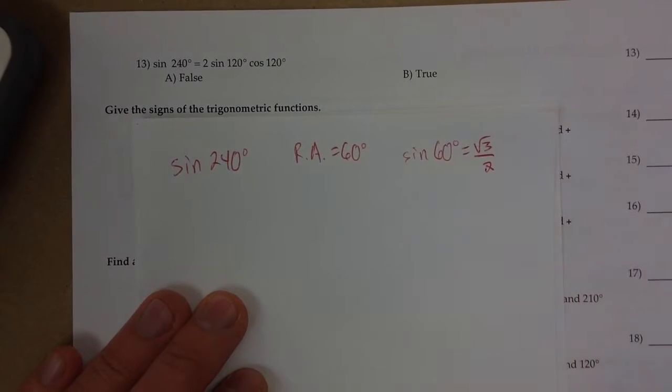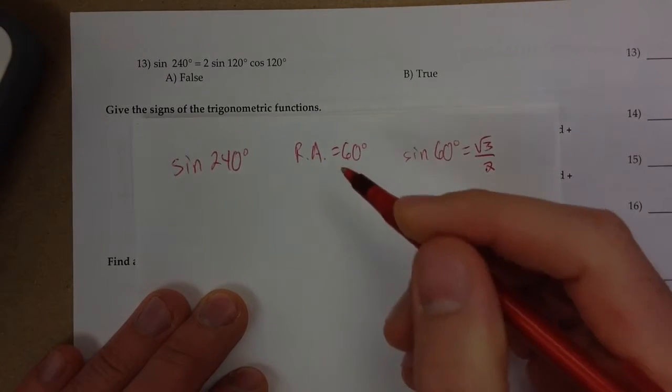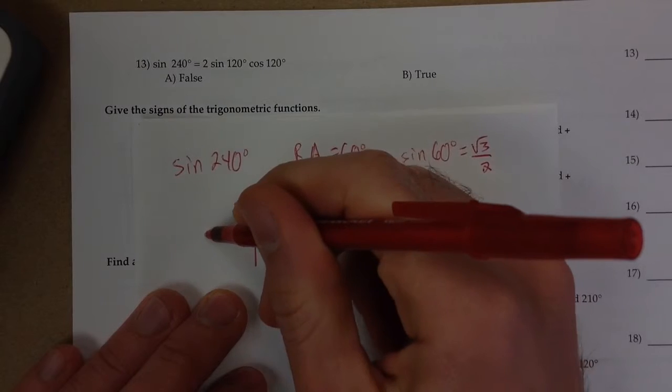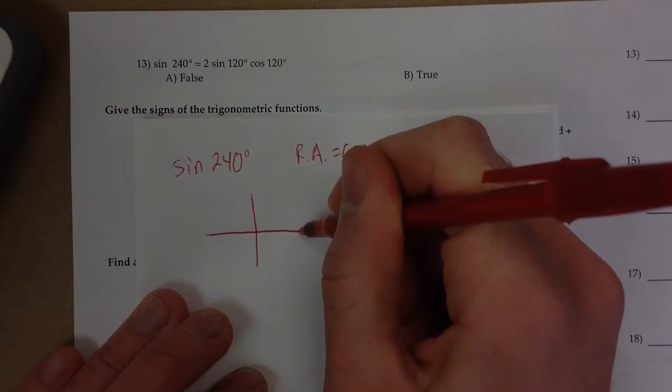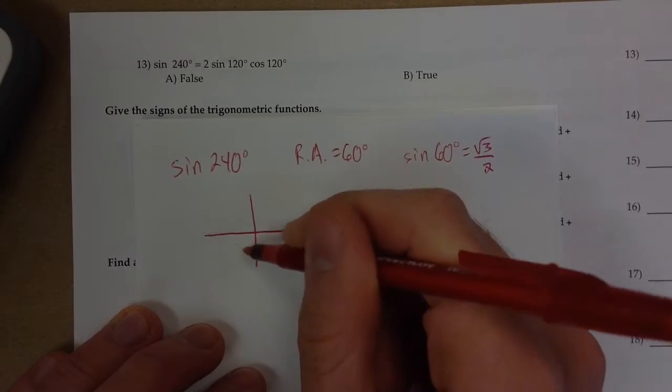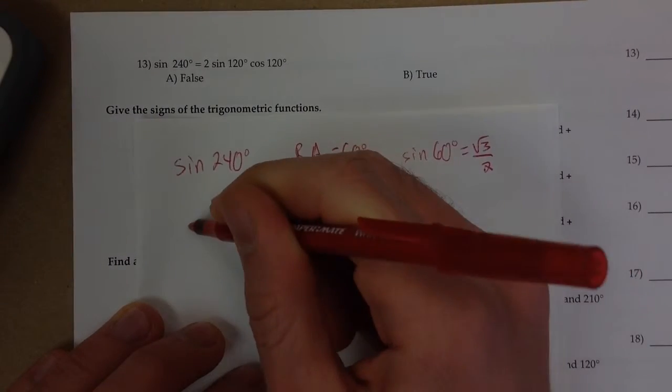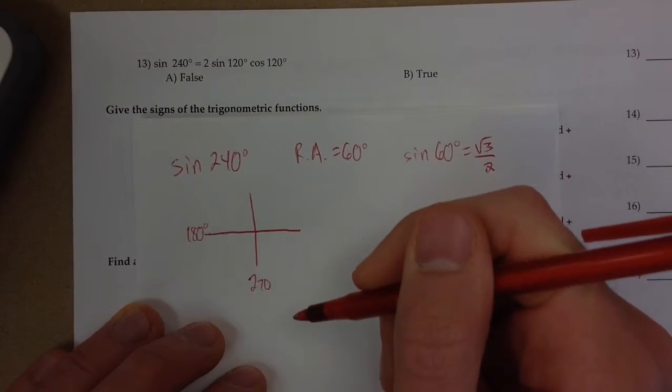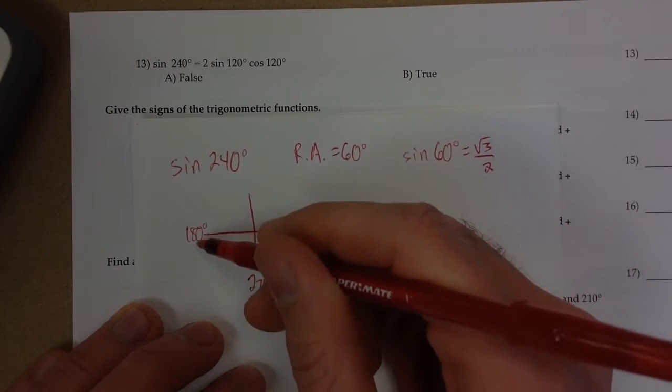Okay? Again, I do not have these memorized. I do not have the sine of 240 degrees memorized. It's all done up here. Okay? Visualization. So what I do is I visualize 240 degrees. Here's 180. Here's 270. So it's between those two. And it's 60 more than 180.